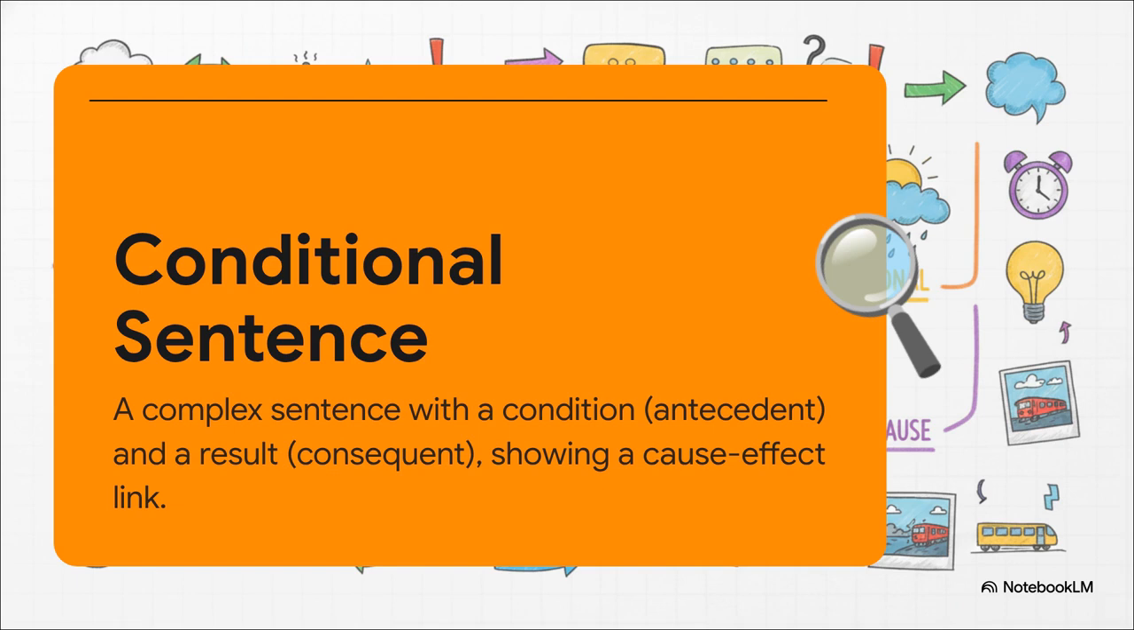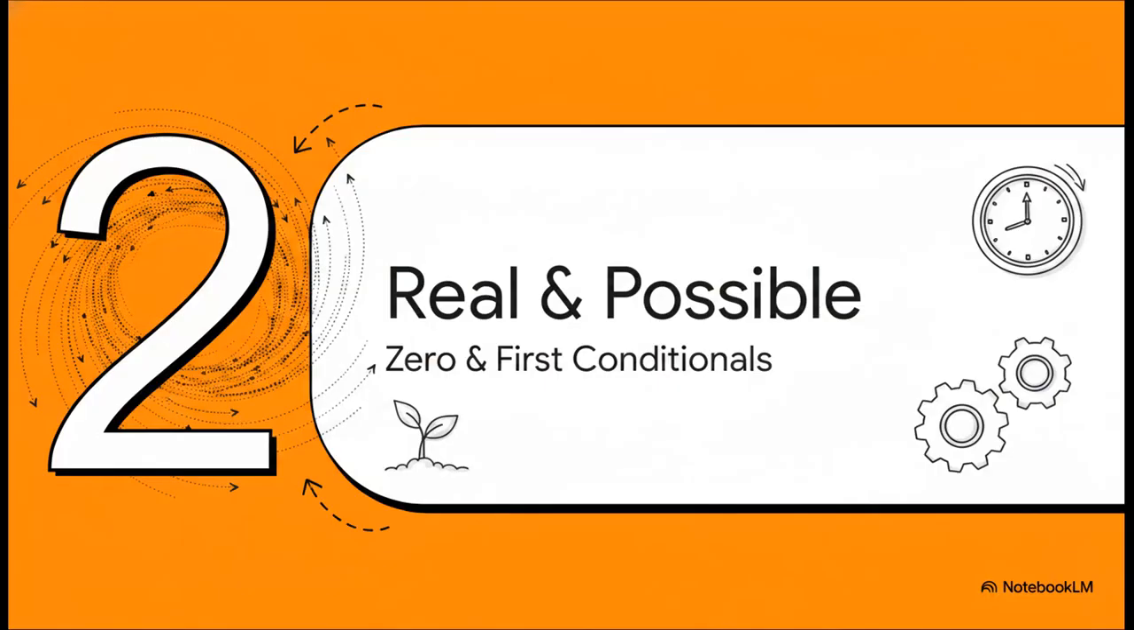You've got the if clause, which sets up the scenario, the what if, and then you have the main clause, which tells you the consequence, the what then. This simple cause and effect relationship is really the engine that drives all logic and possibility in English. Let's start with situations that are firmly grounded in reality. These first two conditionals, the zero and the first, deal with things that are either always true or are very, very likely to happen. You can think of these as the conditionals of the real world.